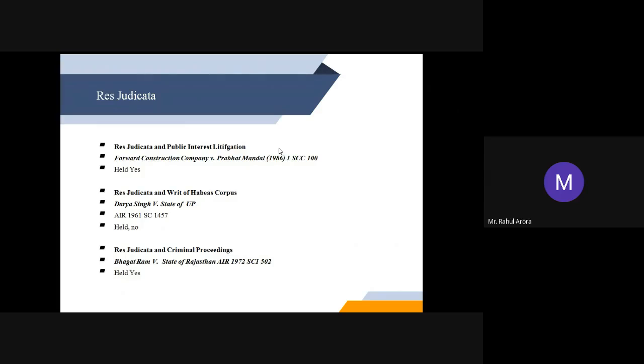Now, the next question is whether this doctrine of res judicata would be applicable to public interest litigation. The answer is yes. This was so held in the case of Forward Construction Company versus Prabhat Mandal, 1986, 1 SCC, page number 100.